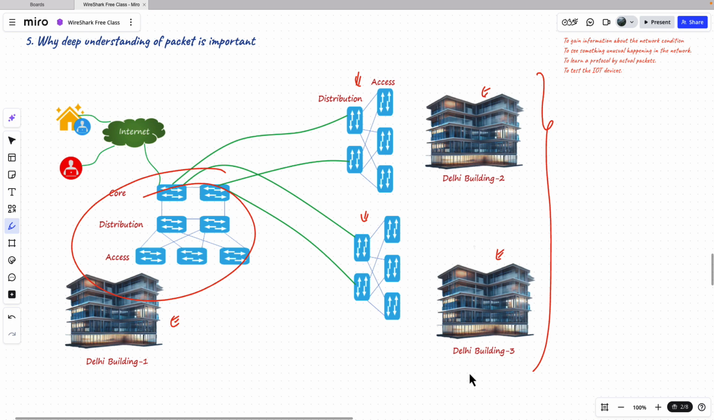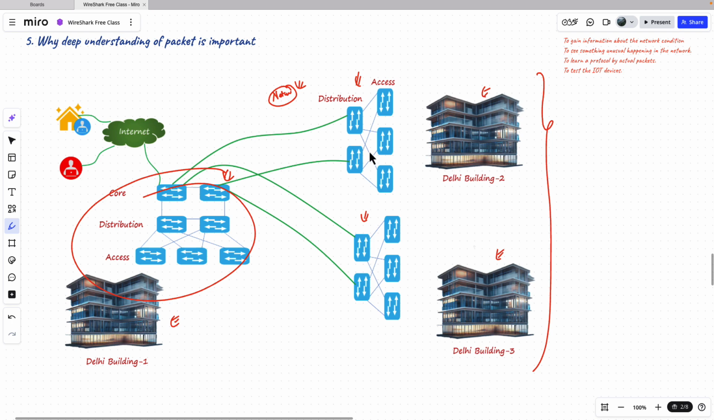Means you just take the output, or maybe take the traffic from this core or distribution, and then basically you can analyze it over the WireShark, right? So for the network engineer, understanding of WireShark is so crucial.